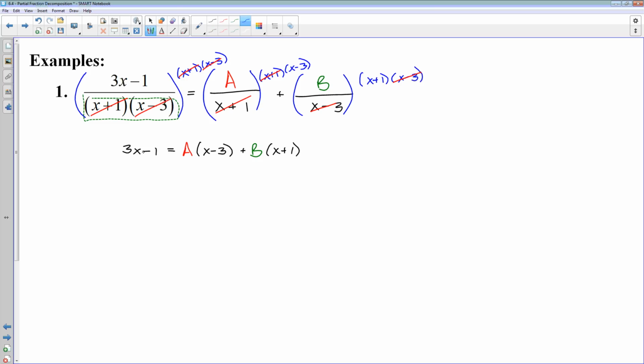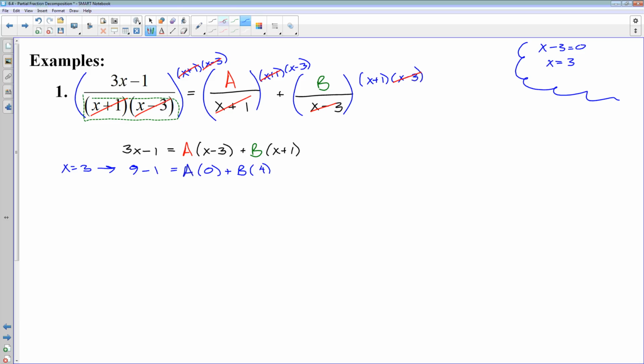So what I'm going to do is I'm going to look at my a, and a is being multiplied by x minus 3. Well, if you think about x minus 3, if you set that equal to 0, you'll get x equals 3. So I'm going to plug x equals 3 into this whole equation. So I'd have 3 times 3, which is 9, minus 1 is equal to a times 3 minus 3, which is 0, plus b times 3 plus 1, which is 4.